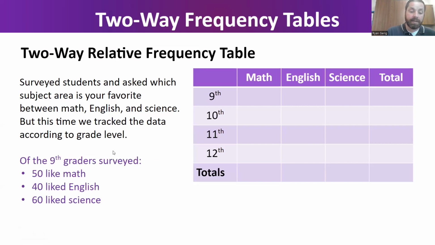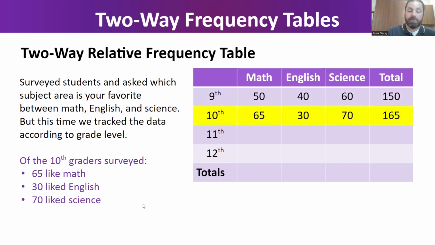Ninth graders surveyed, 50 liked math, 40 liked English, and 60 liked science. Put those in the right columns. If I add those up, 50 plus 40 plus 60 is 150 ninth graders surveyed. 10th graders, 65 like math, 30, and 70. Put them in the right spot. Add them up, you get 165. 58, 28, 65. Okay, add those up.